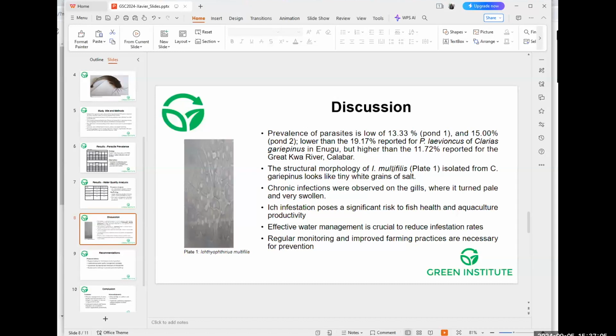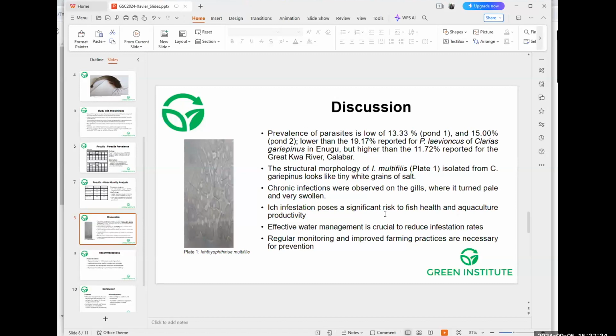Now, the structural morphology of Ichthyophthirius multifiliis, as indicated in plate 1, isolated from Clarias gariepinus, looks like tiny white grains of salt. These chronic infections were observed on the skin and gills, where it turned pale and very swollen. Ich infestation poses a significant risk to fish health and aquaculture productivity. Now, why was it found in these regions? Because the gills are mostly the organs of respiration for the fish. Effective water management is crucial to reduce the infestation rates of this disease.